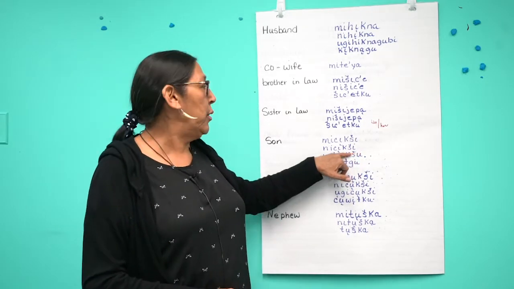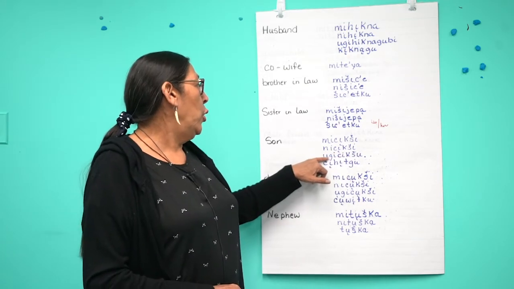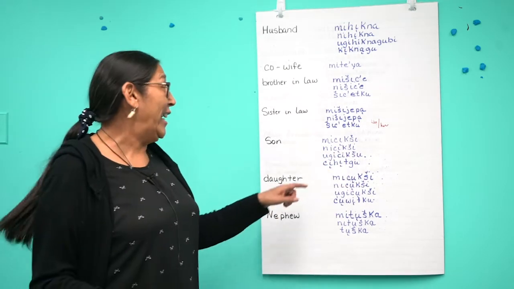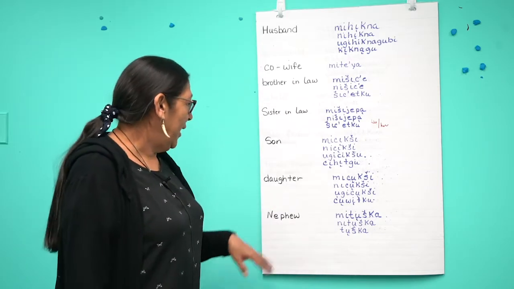I'm not sure if I said that one right. It doesn't sound right. Ungi chikshu. There we go. And then chihintku.